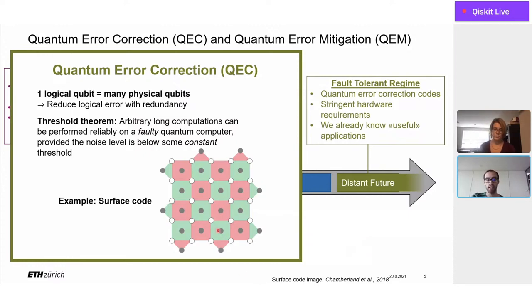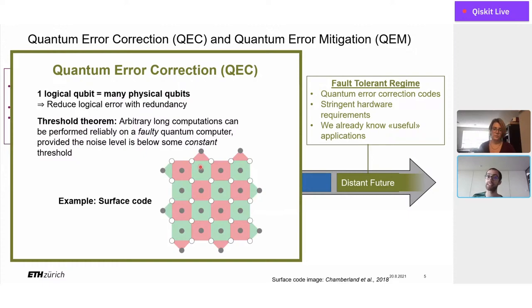So here I put on the bottom a picture of such a surface code. All the white qubits are data qubits, which form one big logical qubit. And all these red and green plaquettes are X and Z type stabilizers that you have to regularly measure. And from these measurement outcomes, you try to infer somehow what kind of error happened on your hardware, and you can try to correct for these errors.